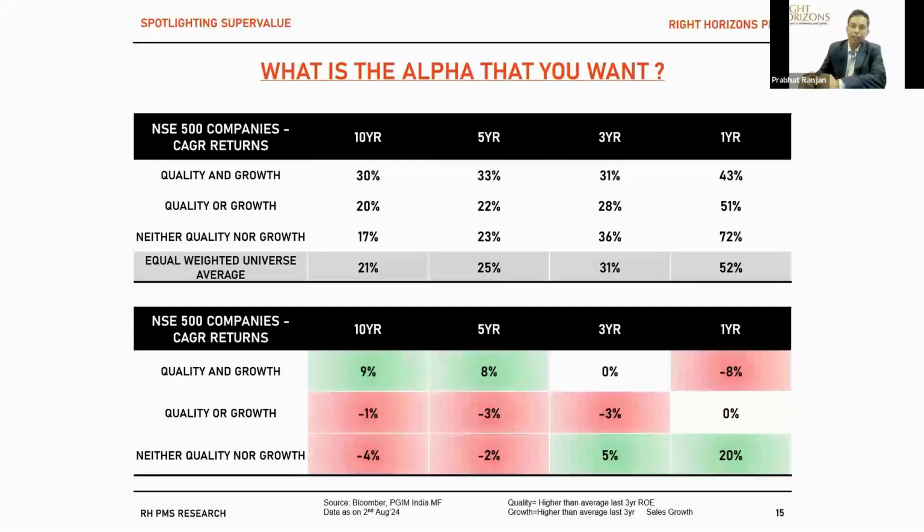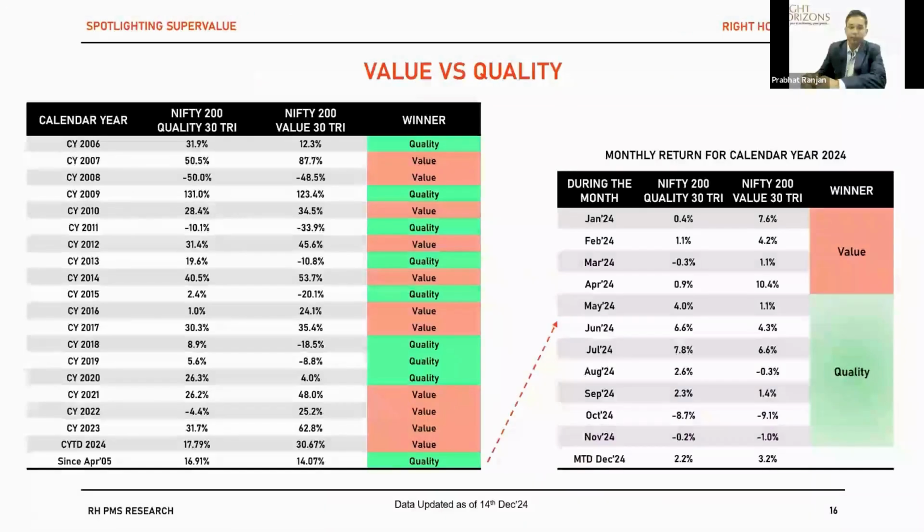Now, Prabhu, if you can just move to the next slide, please. So this again, a case in point, presents the same picture of how quality versus value has played out in specific years. There are two parts to it when an investor has to do the allocation. First, whether they want to allocate across large caps, mid caps, and small caps.